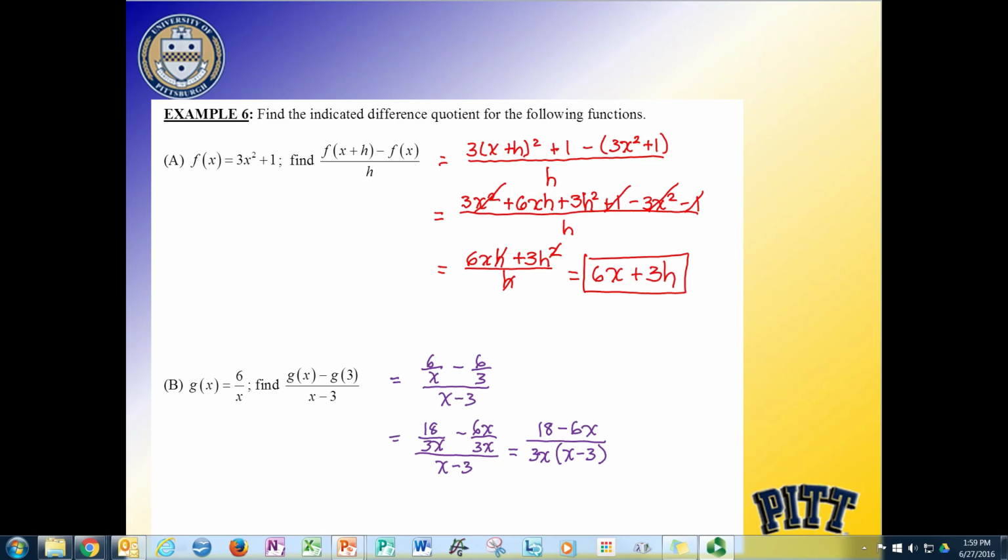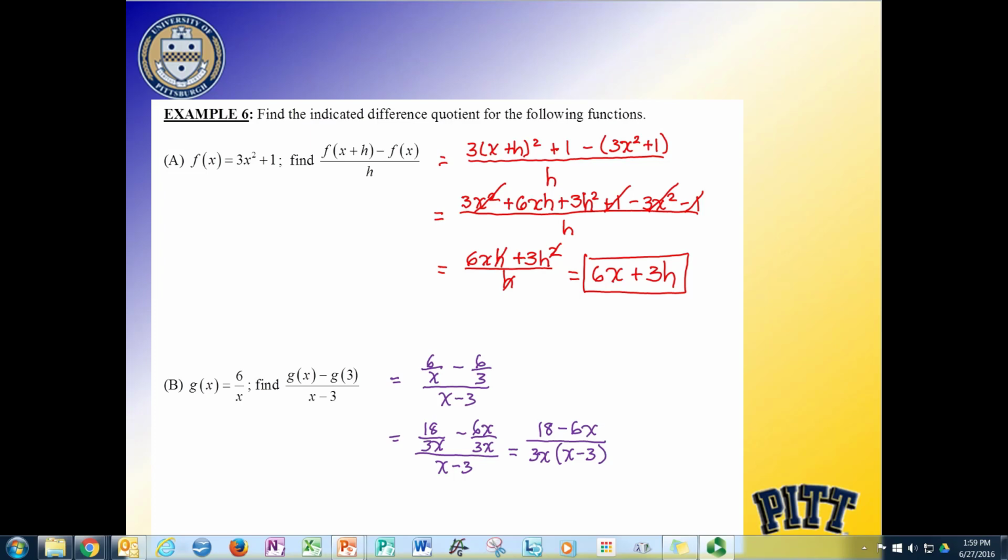And I have to remember, if I divide a fraction by something, I'm just taking the first thing's denominator and multiplying the denominator by that value. So it's like me taking 1/2 divided by 2 and making that 1 over 2 times 2. Same thing. So that's how I end up with 18 minus 6x all over 3x over x minus 3. So there's a couple of steps of algebra I didn't show there, but you may want to make sure that you know how to get to this point.